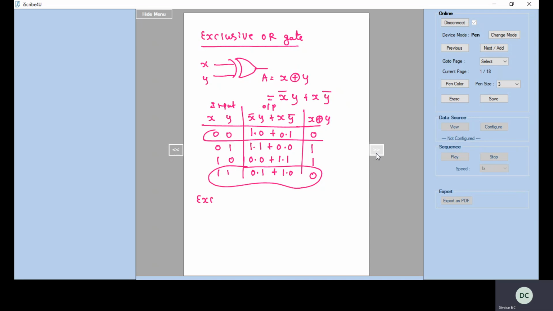And the next one is the exclusive NOR gate. If you insert the bubble at the output side of the XOR gate, it is equivalent to the XNOR gate. The output expression for the XNOR gate is y equal to A XNOR B. That is, the expression is A bar B bar plus AB. So this is the logical expression for the exclusive NOR gate, the XNOR gate.